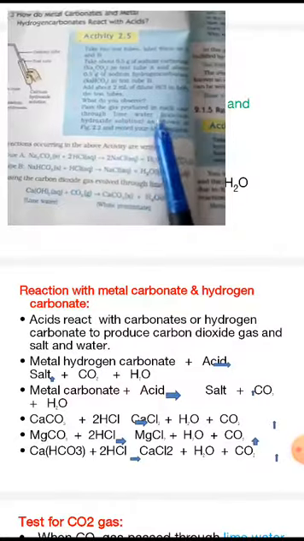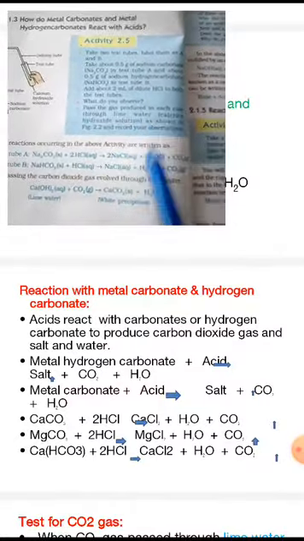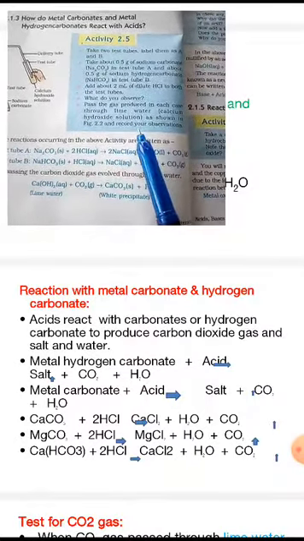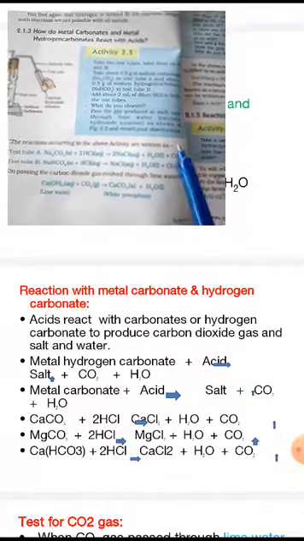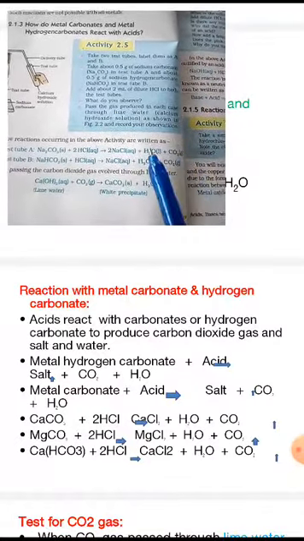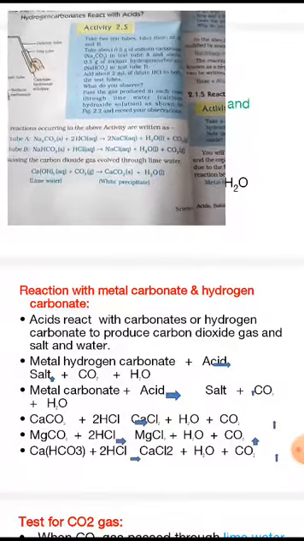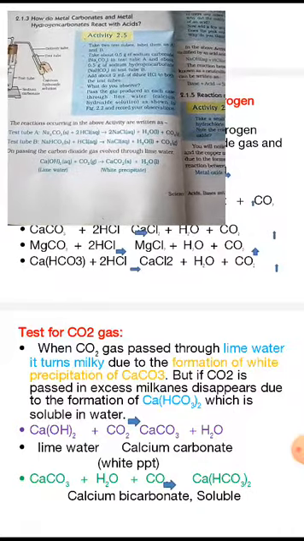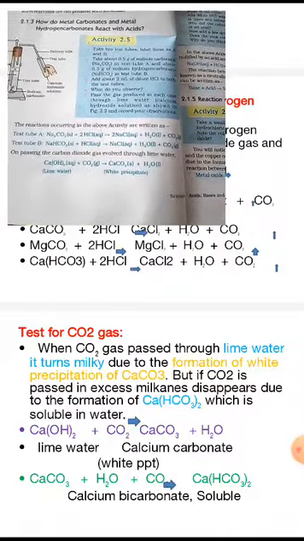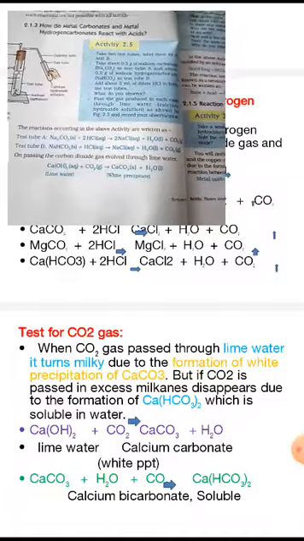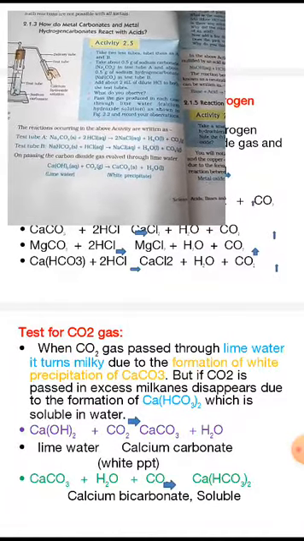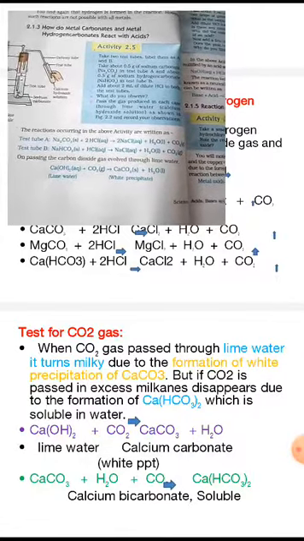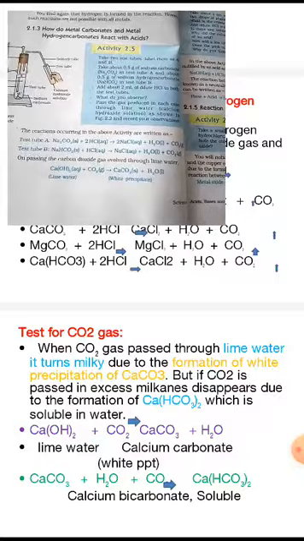Pass the gas produced in each case through lime water. When you pass the produced gas, carbon dioxide, through lime water, the lime water turns milky. If you still keep passing it after it turns milky, the milkiness will disappear. Observe in the PPT. When carbon dioxide gas passes through lime water, it turns milky due to the formation of white precipitate of calcium carbonate. But if carbon dioxide is passed in excess, the milkiness disappears due to the formation of calcium bicarbonate, which is soluble in water.